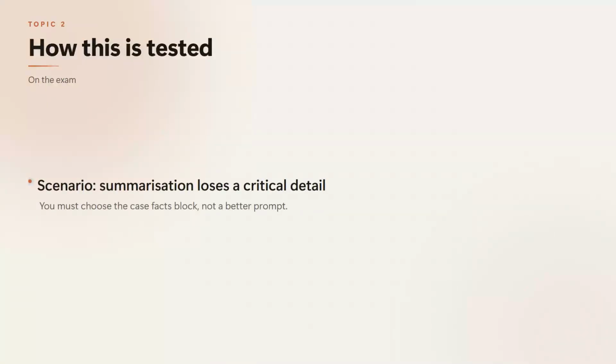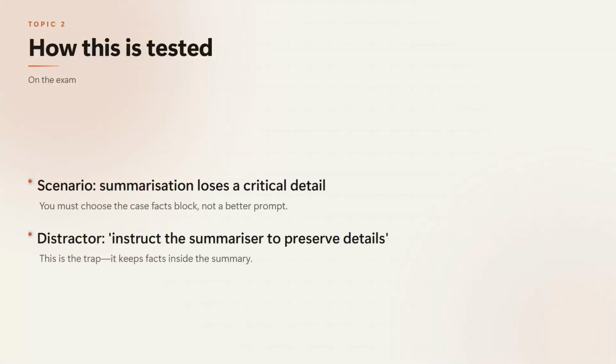On the exam, you will see a scenario where summarization loses a critical detail like a refund amount or deadline. The correct answer is always to extract a casefacts block outside the summary. The distractor that catches people is instruct the summarizer to preserve important details. That is the trap the author calls out. It keeps the facts inside the summary where they still get paraphrased. This part is testcraft, but the reasoning is the same as in production.